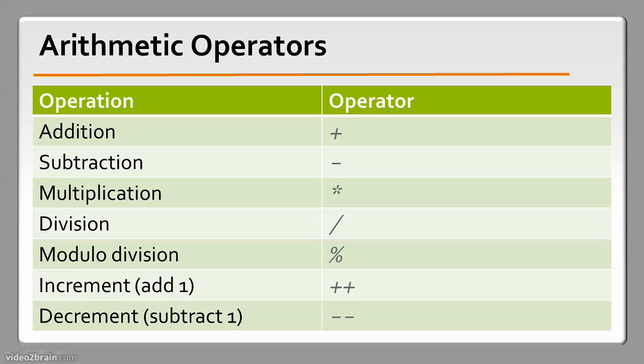Multiplication and division also work exactly as you would expect, but keyboard limitations result in slightly different symbols being used. The multiplication symbol is represented by an asterisk, and a forward slash is used for the division symbol. The last three arithmetic operators, modulo division, increment and decrement, need explaining.